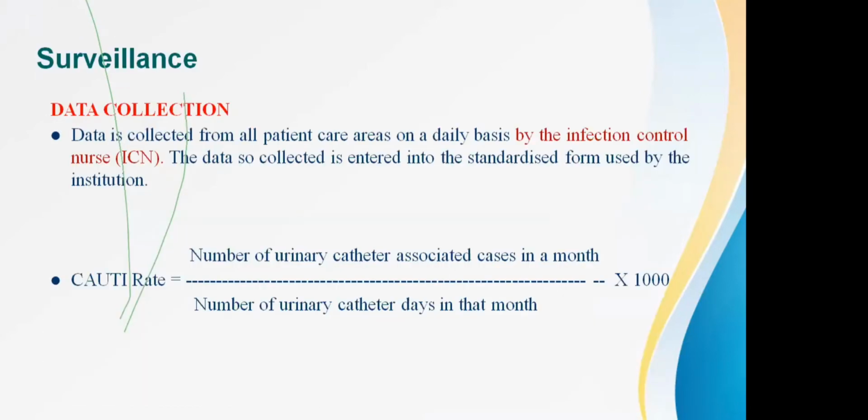So talking about the surveillance part, as I said, you are collecting, you're consolidating, and finally analyzing the data. First and foremost, whose duty is it? The day-to-day activities, the bundle checklist has to be taken up by the infection control nurse, right? And then the whole data has to be consolidated and analyzed. So CAUTI rate is defined as the number of catheter-associated cases, how many cases have come, divided by the denominator, the urinary catheter days in that particular month, multiplied by 1000. So this is how you calculate the CAUTI rate.